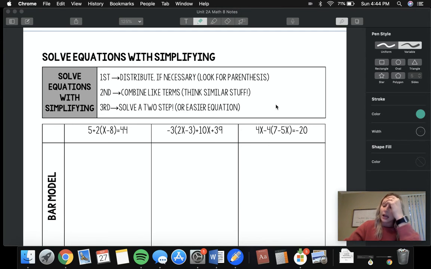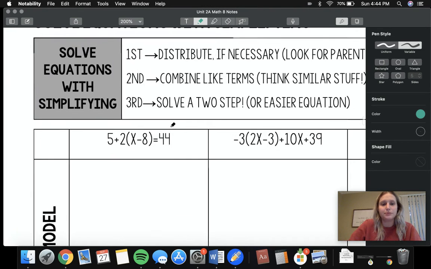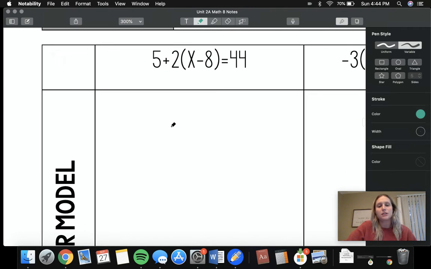Just like when we were simplifying last week, we had to distribute and combine like terms. After we do that, we will have an equation that we have to solve. There are only three that we're actually going to do together, so let's try one. This already looks a little harder than the two-step equations, but it's not anything we don't know how to do.